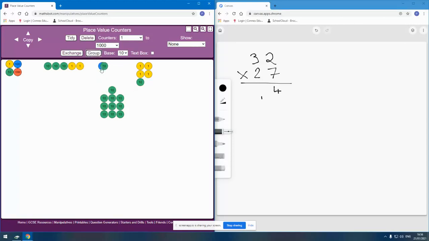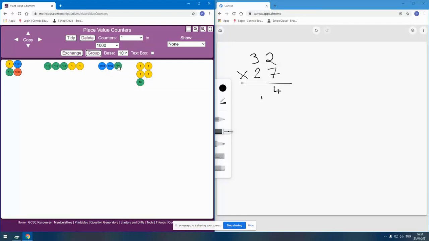And those are going to group into a single 100. And then I've still got more than 10 10s here, so I'm going to group some more together. And those have grouped into my next 100. And I've still got this 110 left over.